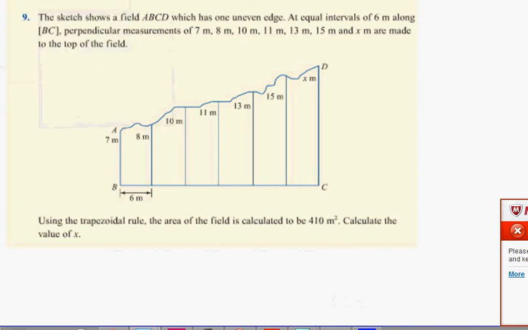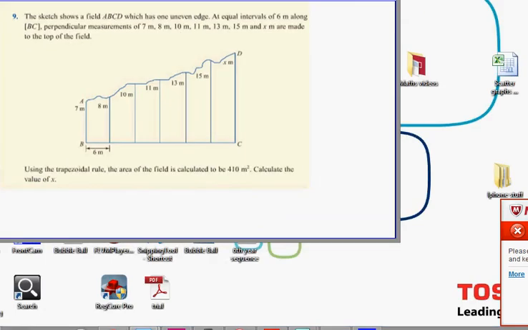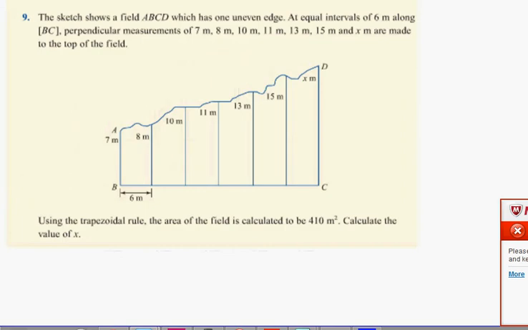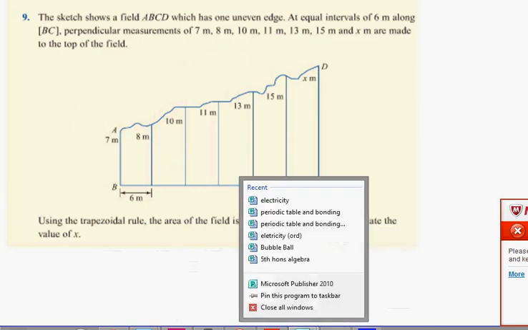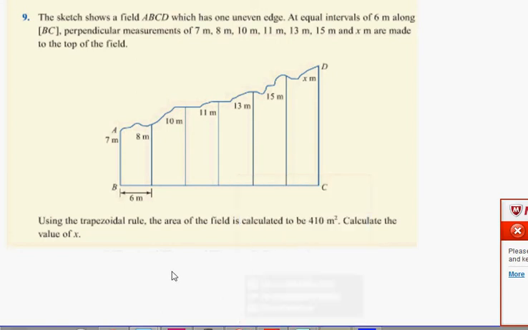To sketch the field, ABCD has one uneven edge, the uneven edge at the top. At equal intervals of 6 meters along the bottom, they measure the heights of 7 meters, 8 meters, 10 meters, 11 meters, 13, 15, and X. Using the trapezoidal rule, try and figure out what X is.